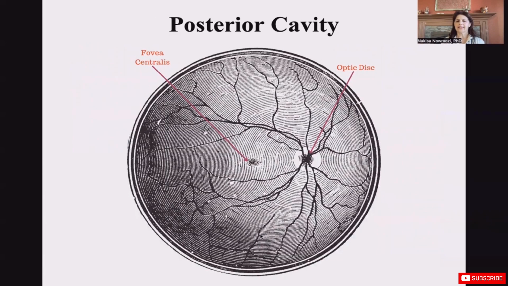When we look at the eye, if we make a cross section, a coronal section, you have the anterior part where there's a space, it's called anterior cavity.